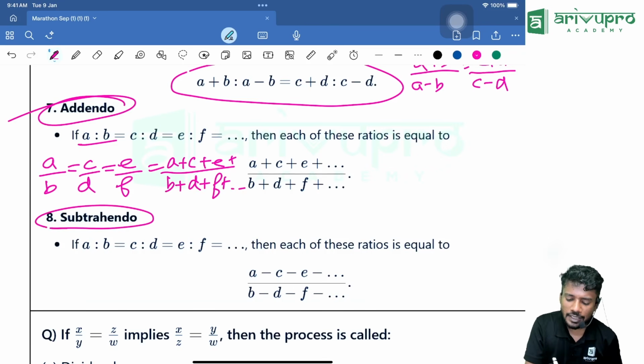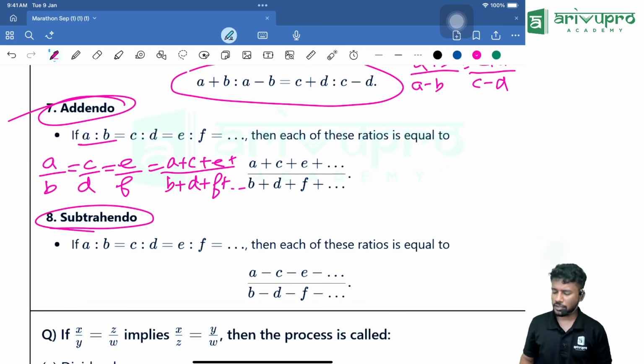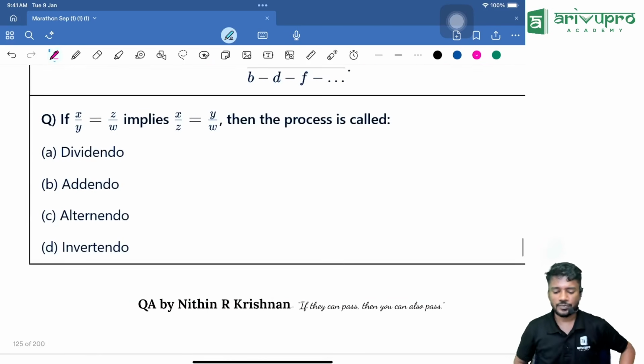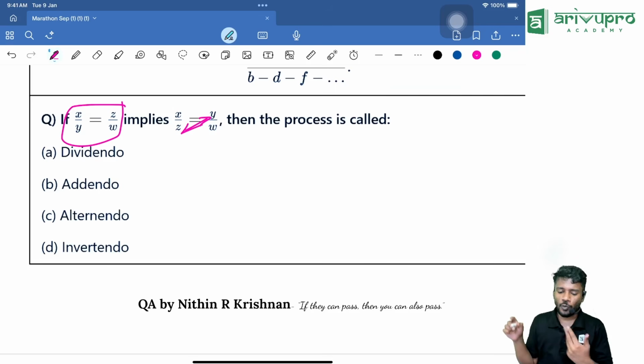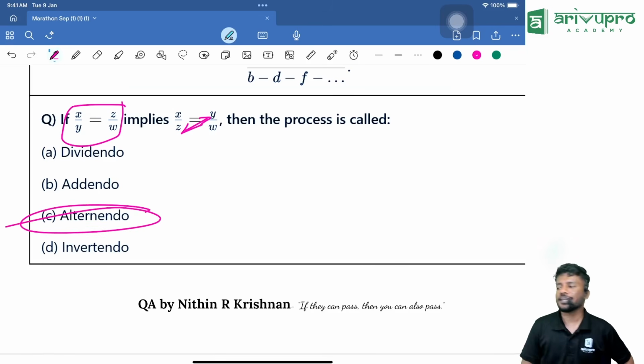Addendo. Similarly, subtractendo. Similarly, we will minus and write. Now you tell me what is this. X by Y is equal to Z by W implies X by Z is equal to Y by W. We are altering the diagonal elements. So what is happening? Alternando.